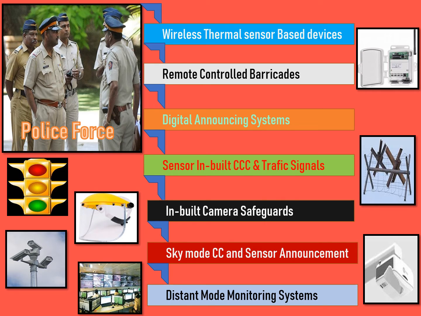The next one is sensor inbuilt CC cameras and traffic signals for keen vigilance. These are all very important. If we have this sensor based signal system, then apart from giving signaling, they can also identify disadvantages in case they are being faced. And with the sensor inbuilt CC cameras, not only are they capturing pictures, with the help of the sensors they can give the relevant information.